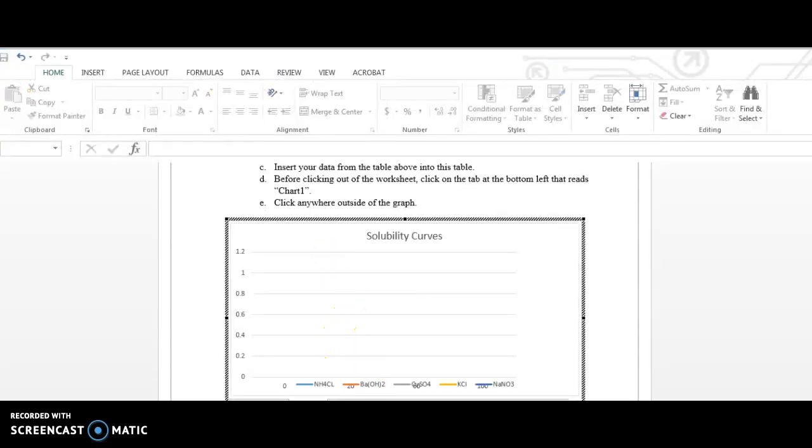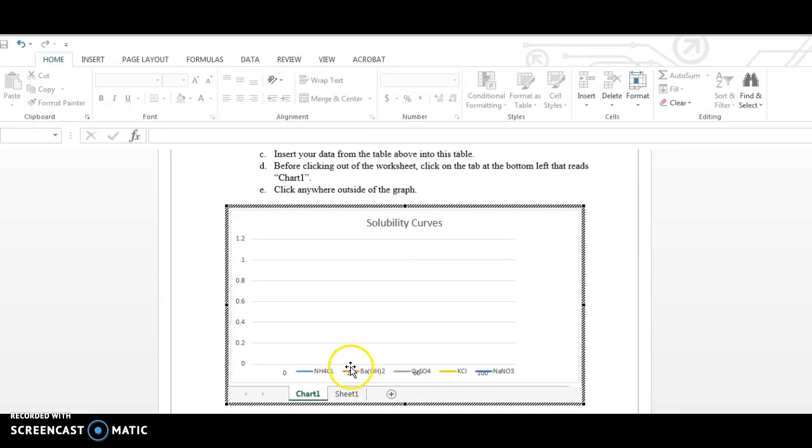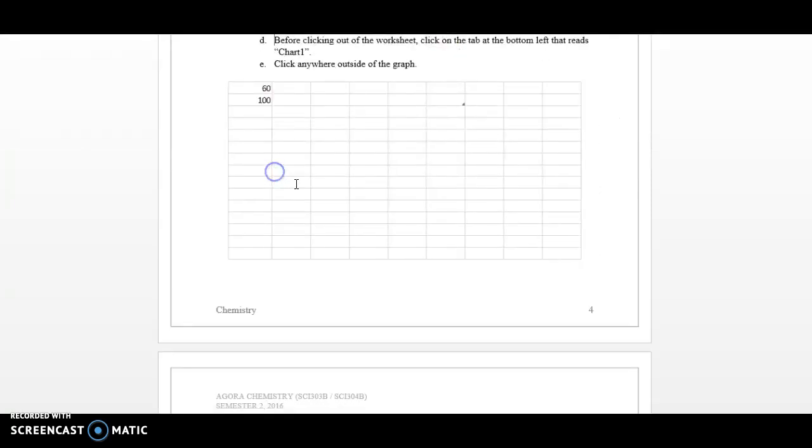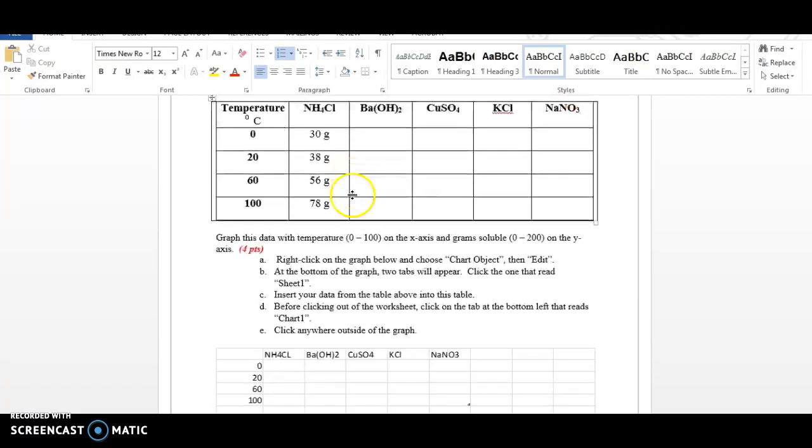So then where you see down here, let me fix this. Sorry, it wasn't showing up on my screen while I was recording. So right here where you see the word sheet 1, click on that. And then you want to input your data from the table above right here. So whatever data you have up here, you want to put down here.